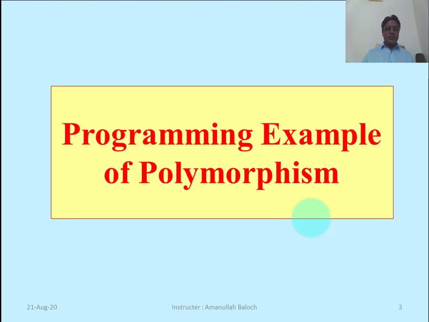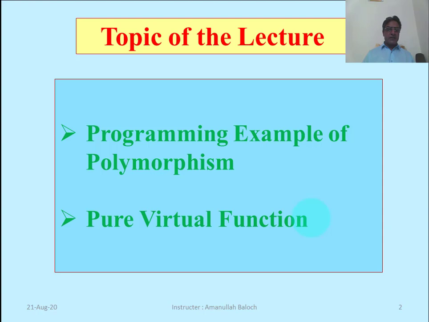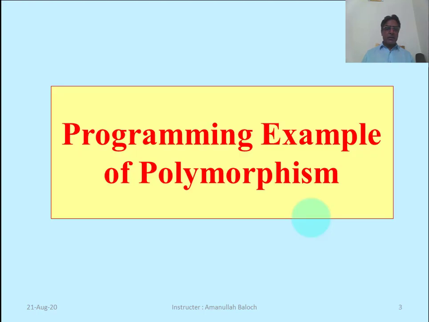We will discuss another programming example of polymorphism, and this example will be a little bit more important, with different functionality of derived classes. In our previous lecture, we discussed an example of polymorphism with just different kinds of messages, but here we will discuss the different kinds of functionality that different derived classes have, with functions of the same name but different functionality. We will also discuss the pure virtual function here.